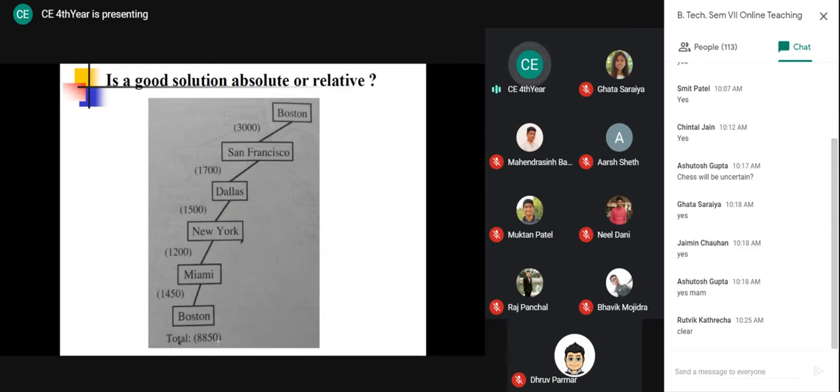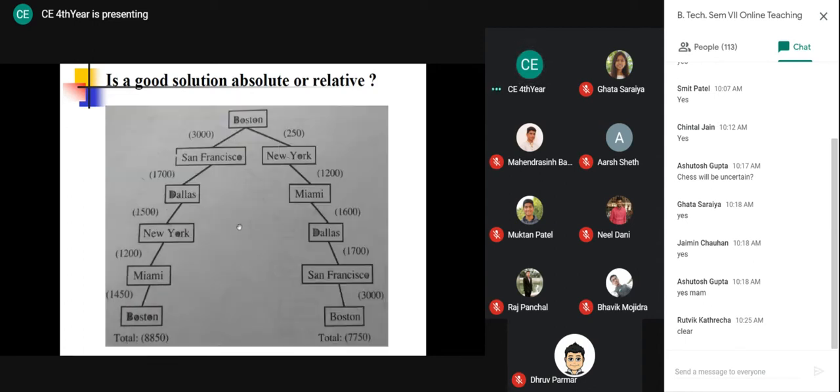The answer is no, because we cannot be sure unless we try all other paths to make sure that none of them is shorter. Right, and that's why, suppose I try another path. In that path, let's say I am getting 7750. Which one is better? This path is better, right? So here you can see that this is the problem of relative.